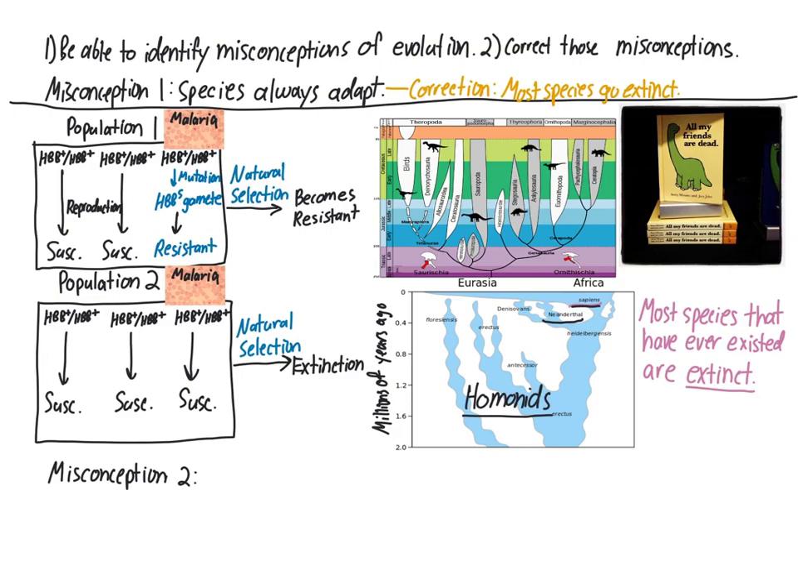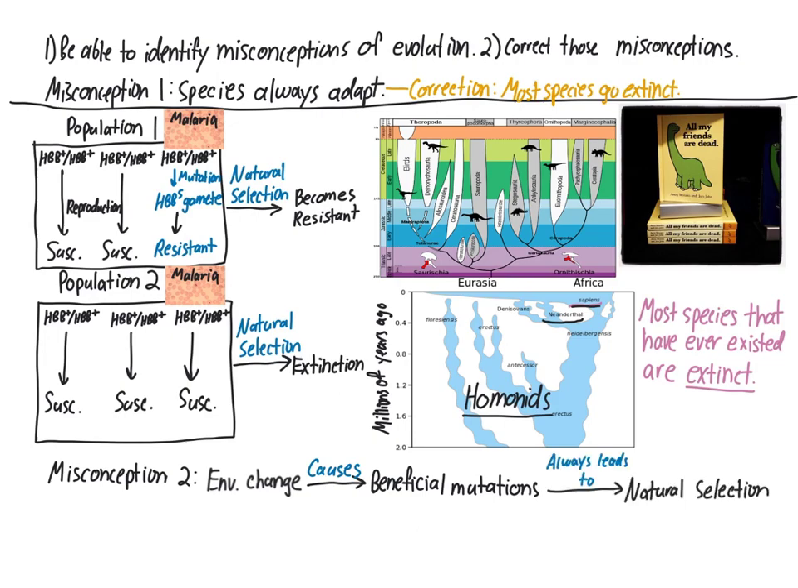And another common misconception that we can also deal with here is the mistaken idea that environmental change causes beneficial mutations that are needed for natural selection. In fact, environmental change, like the introduction of malaria, doesn't cause the mutation that created the HBBS allele. It only selects for, or causes more reproduction from, individuals with genotypes that have the HBBS allele that the mutation produced. So environmental changes don't cause mutations and don't cause new genotypes to be produced. They only select for or against the genotypes that already exist in a population.